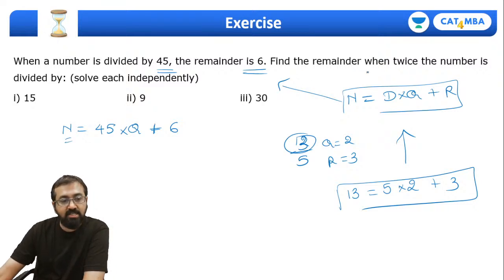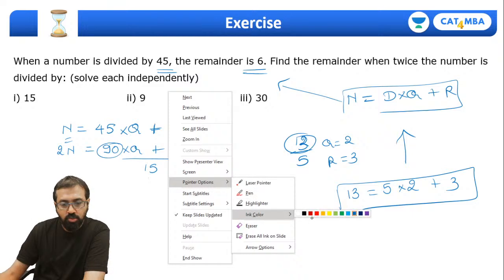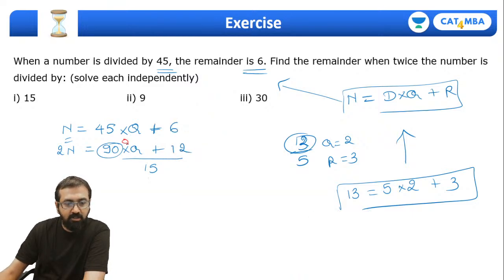Find the remainder when twice the number is divided by 15. So if n is this one, what is twice of n? Twice of n will be equal to 90 into q plus 12. Now we need to find the remainder when this is divided by 15. Can I say 90 is completely divisible by 15? So of course this part will leave remainder 0 when you divide by 15. Let me write it with a different ink color so that it becomes easier. This part will leave remainder 0 when you divide by 15. So 12 divided by 15, remainder is 12 itself. So the final remainder will be 12 only.